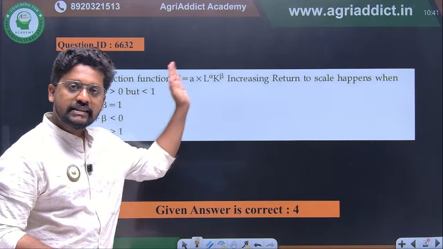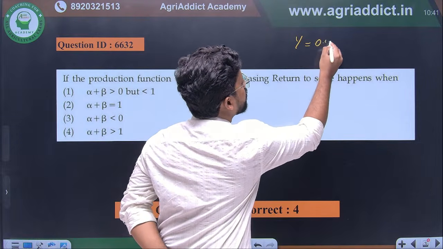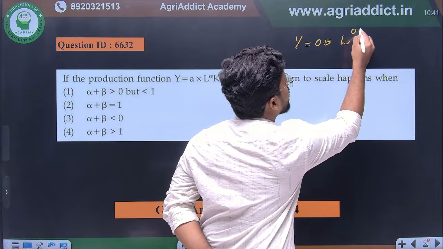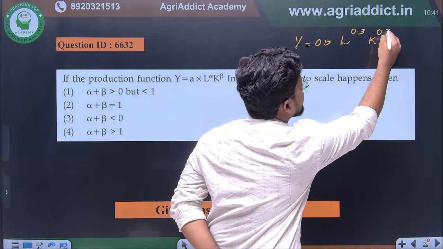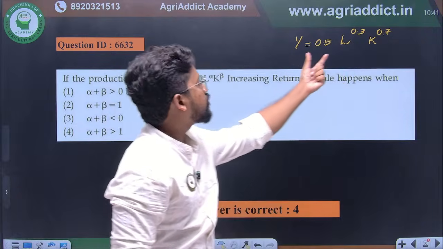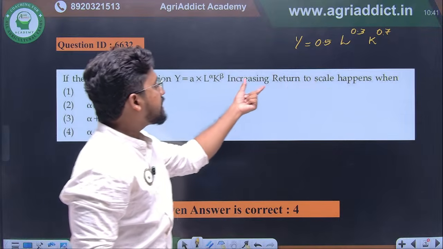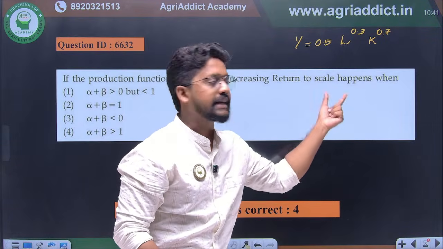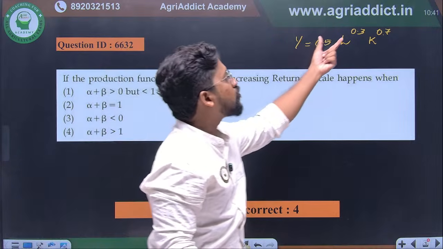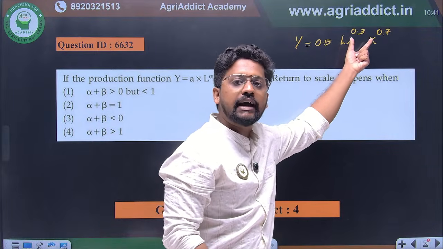So when we have a general equation like this, say the production function is Y equal to 0.5, which is your technology coefficient, then L raised to 0.3, K raised to 0.7. So 0.3 is the alpha and 0.7 is the beta. Similarly, we will get the values for alpha and beta. Here they are asking when increasing returns to scale happen. To find the returns to scale, it's really simple: we just add the values of alpha and beta.